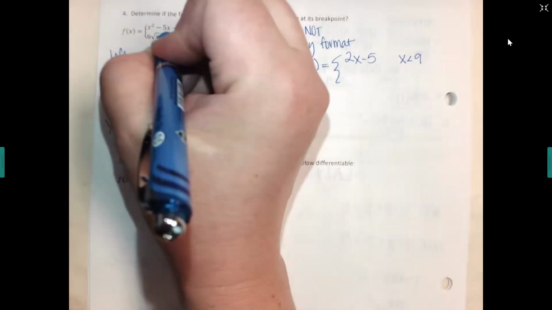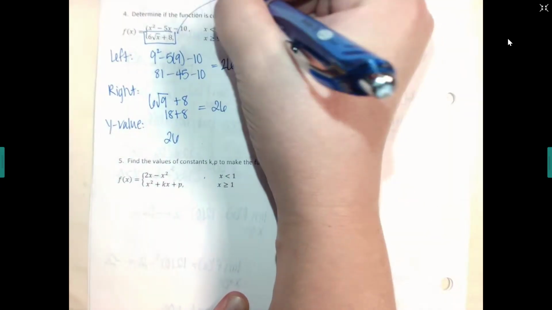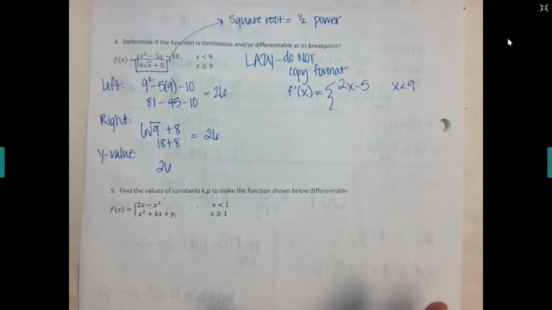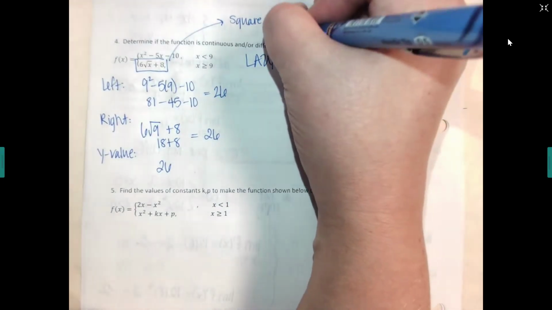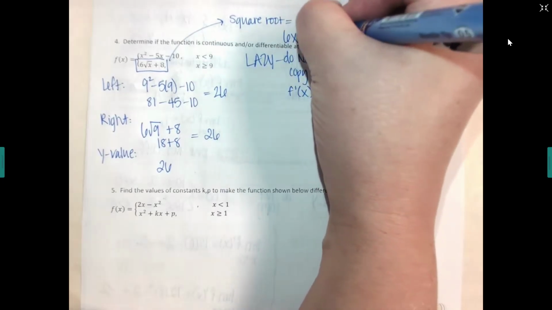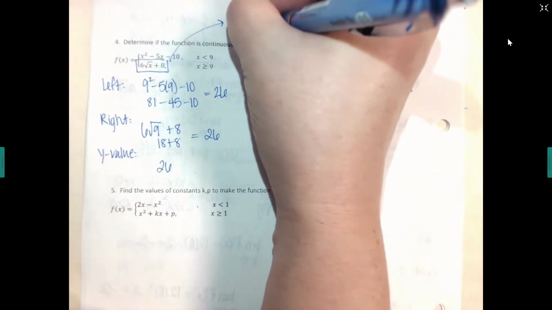Okay, you can do it. You're fine. A square root is the same as what numerical power? 1/2. Very good. So let's write up here that a square root is the same as a 1/2 power. So if I want to take the derivative of 6 square root x, then I'm going to take the derivative of 6x to the 1/2 plus 8. So we're going to call that a rewrite.